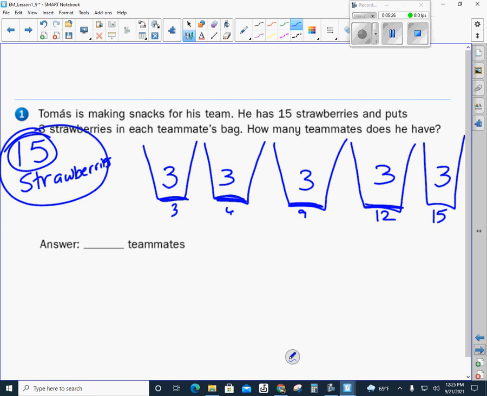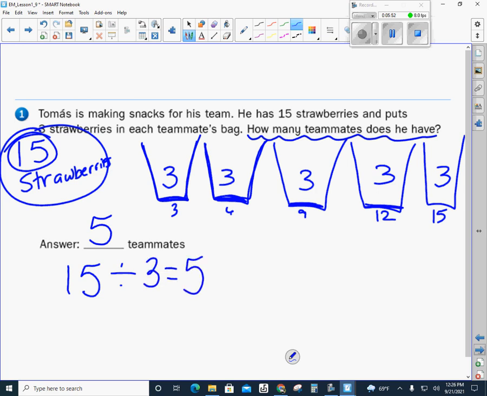So now I have filled up all the bags and I've used all the strawberries. It wants to know how many teammates he has. Remember, each bag represents a teammate. And so he has 5 teammates. We took 15 strawberries, we divided it by putting 3 in each bag, and that gives us 5 bags or 5 teammates.